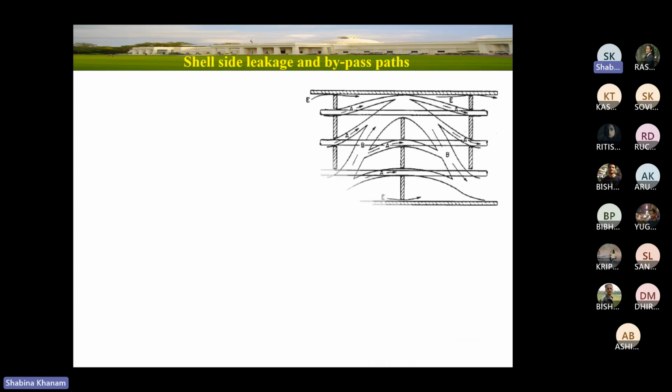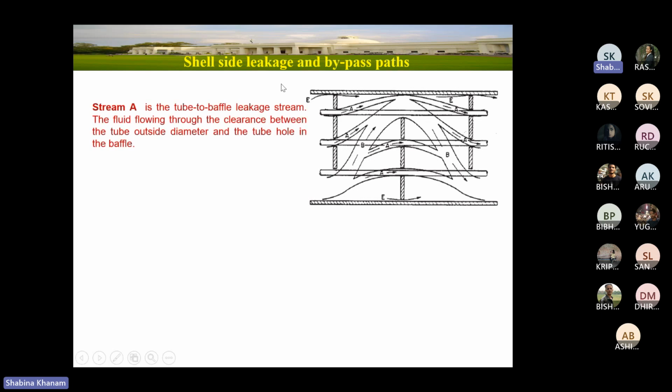Before computing the required parameters for Bell's method, I should consider the streams which are involved in a shell and tube heat exchanger. Here I have shell side leakage and bypass streams or paths. If you see, we have different nomenclature. One is stream A. This stream A is the tube to baffle stream, or tube to baffle gap. So stream A is called the tube to baffle leakage stream.